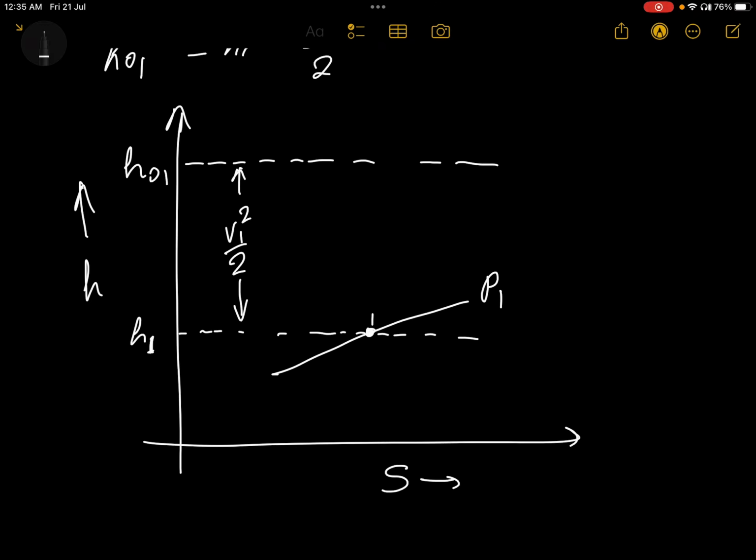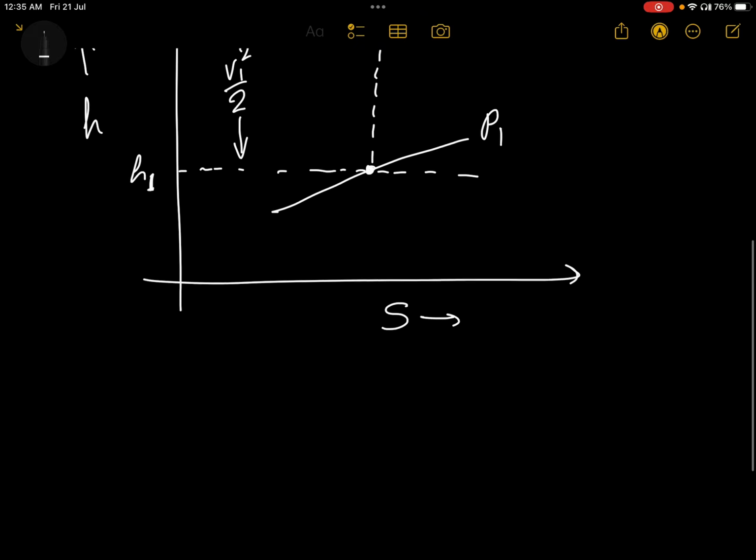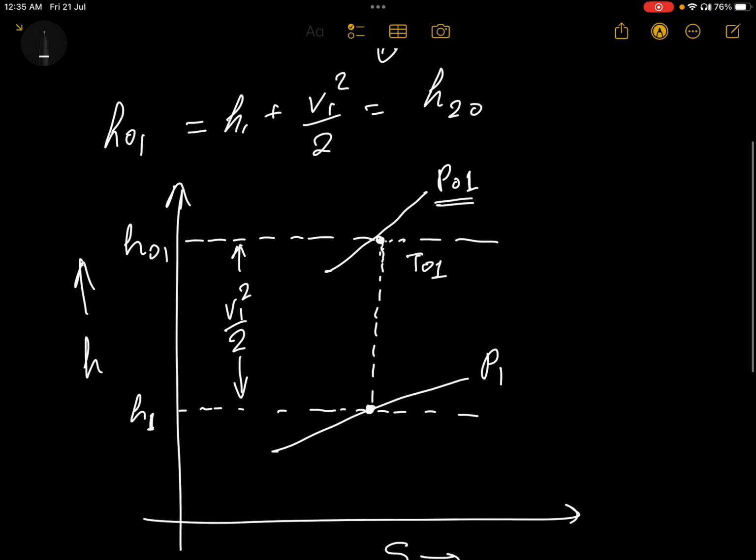We come to P naught 1, the stagnation pressure. At the stagnation state, all the properties are defined in terms of the stagnation state. So at this point the pressure is called stagnation pressure and the temperature is called stagnation temperature. We can say that the stagnation enthalpy H naught 1 can be written as H1 plus V1 square by 2. Fine.